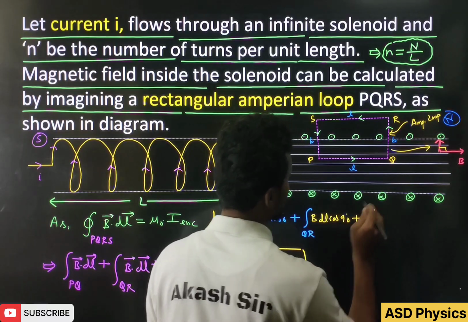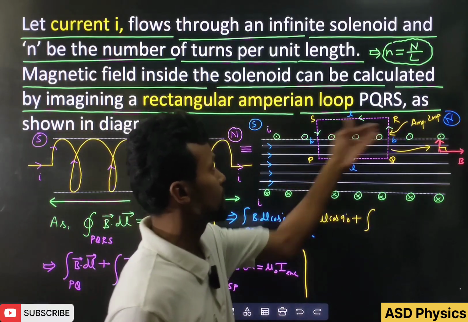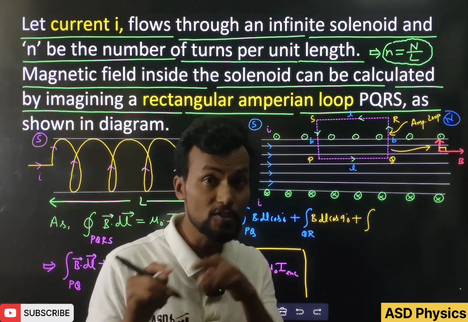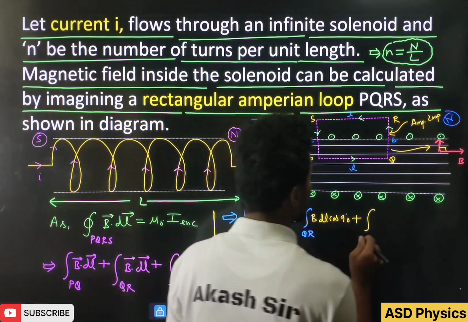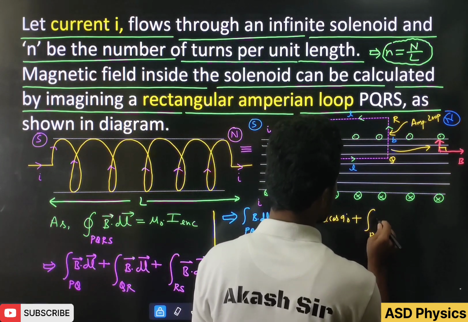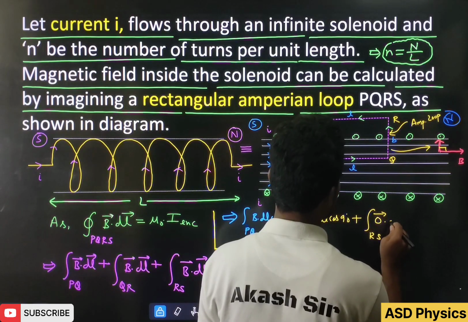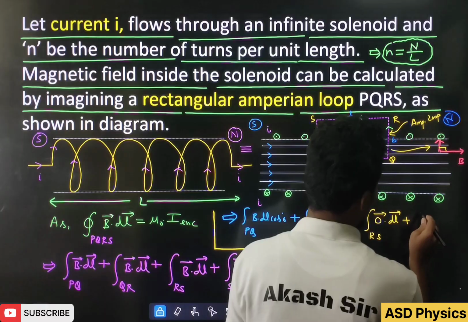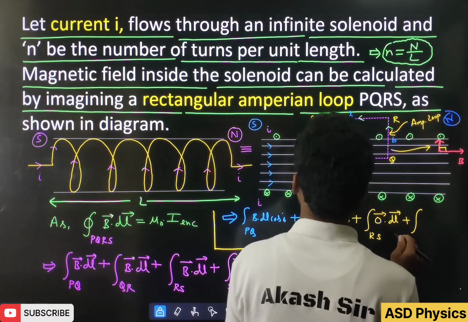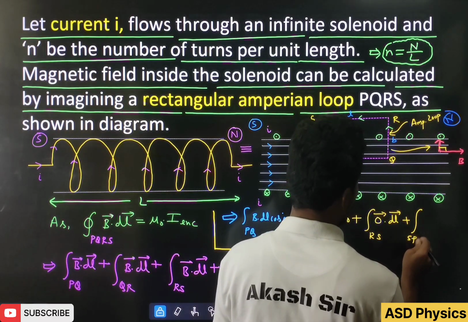After that, if I talk about R2S, outside the solenoid the magnetic field is negligible, or we can say ideally 0. So if I write here R2S, the magnetic field is 0. So 0 dot dl. Plus, after that, H2P.